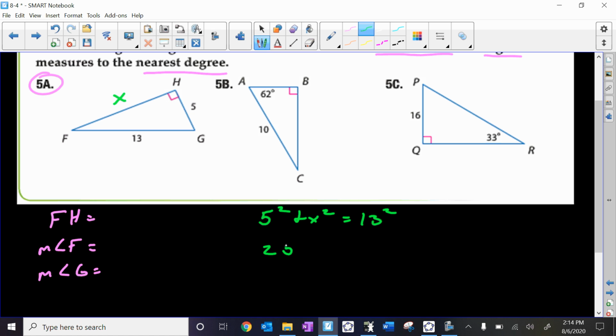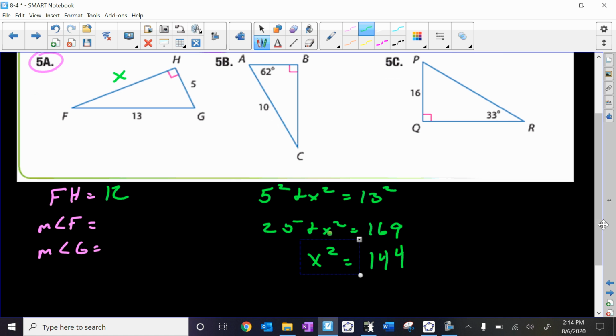5 squared is 25, plus x squared equals 13 squared is 169. Subtract 25, we'll get 144, and the square root of 144 is 12. So FH is a side length of 12.